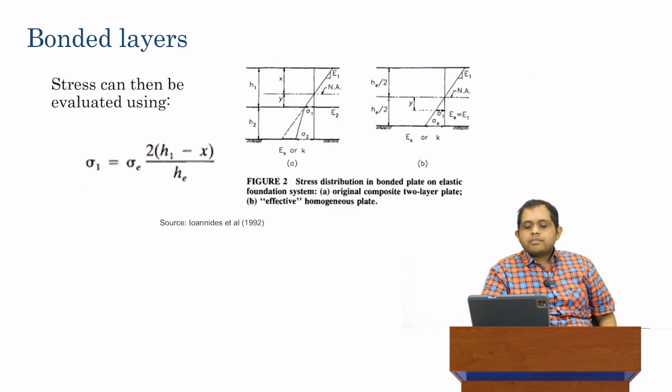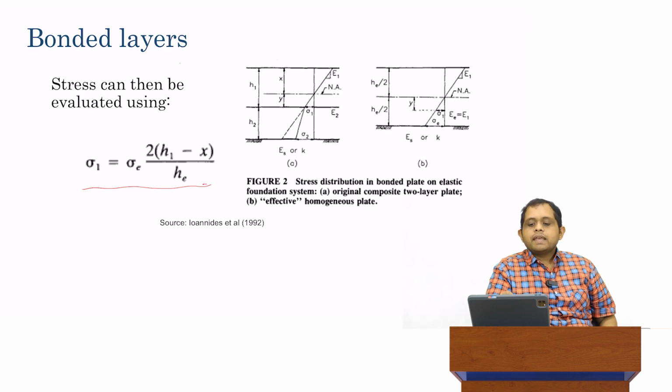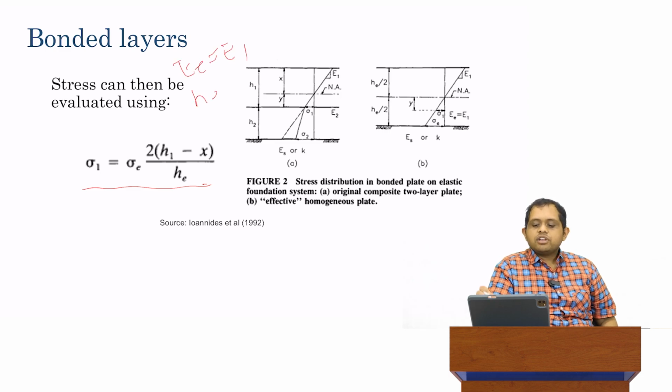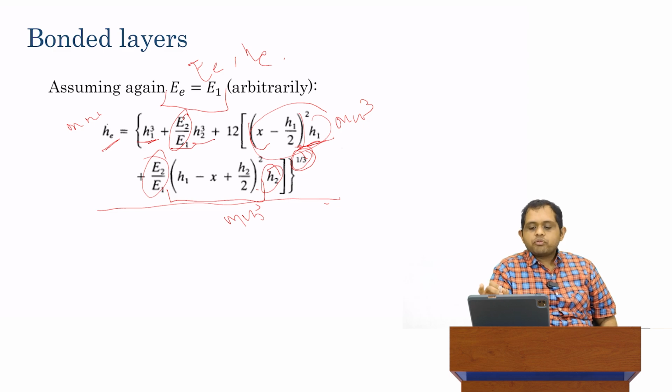Okay. And with that, after we do all this, the equivalent stress can be evaluated using this formula. First of all, we now have an equivalent plate. In that equivalent plate, we have EE, which we just arbitrarily set to E1. And then we have HE, which you calculate using this sophisticated formula over here. So now we have EE and HE of the equivalent plate. So we have all the information.